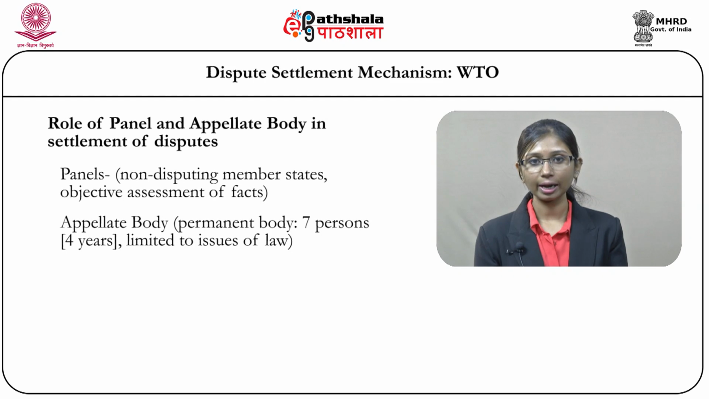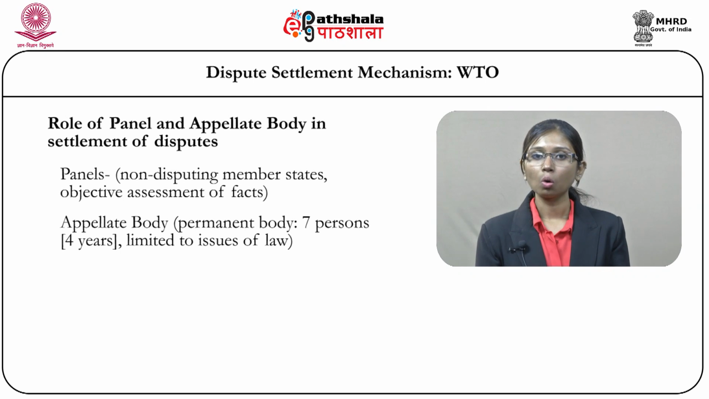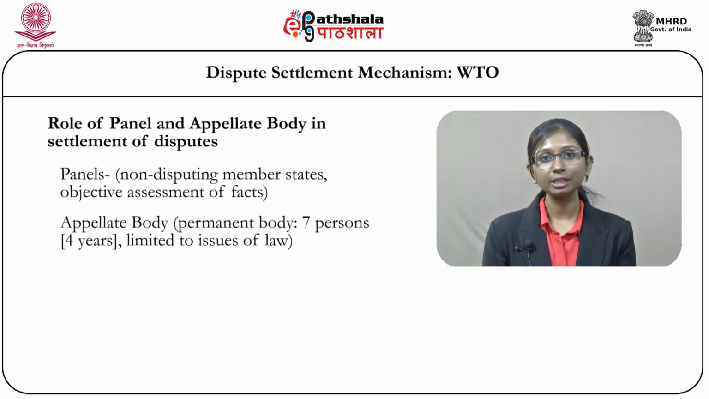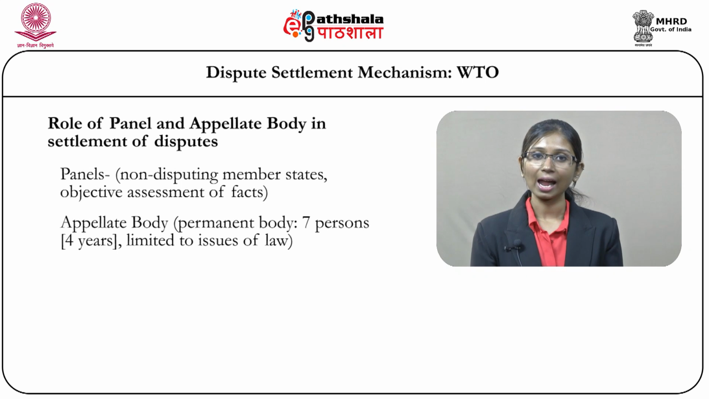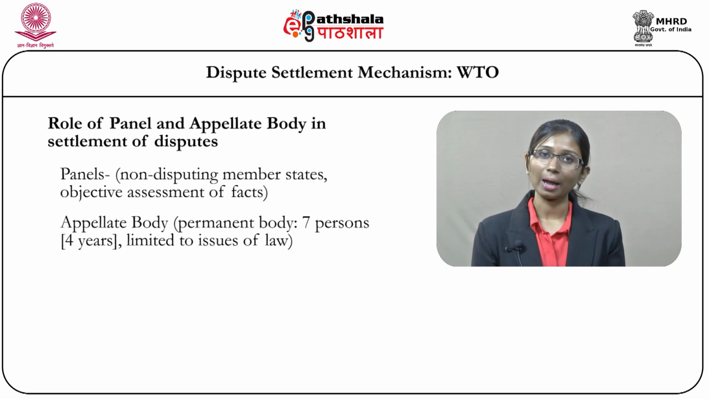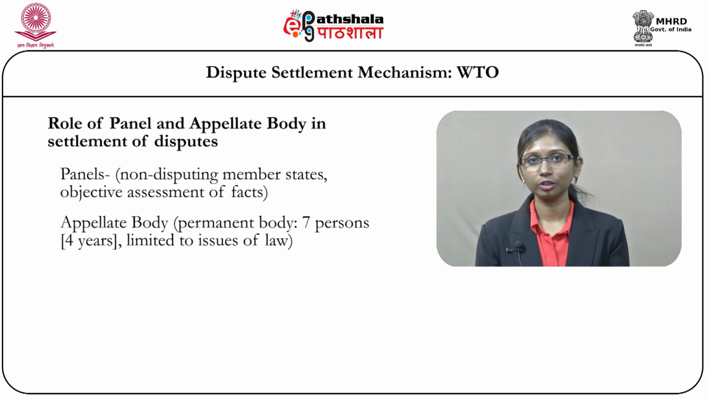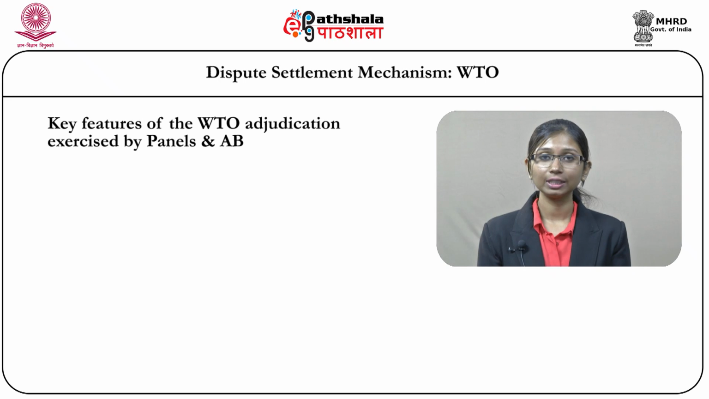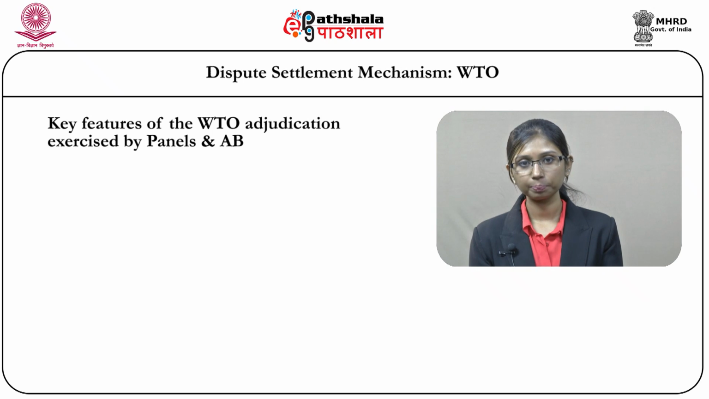An appellate body, on the other hand, is a permanent tribunal which comprises 7 persons with a tenure of 4 years each, whose role is to limit the analysis to the issues of law and reinterpret, if required, the decisions of the panel. Having given a brief structure of the panels and the appellate body, which together comprise an integral system of the dispute settlement body, we now look at the core features of WTO adjudication as exercised by the panels and the appellate body.